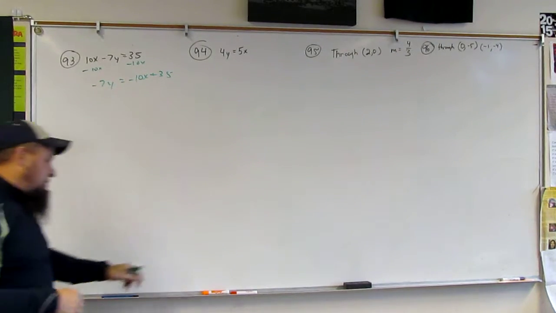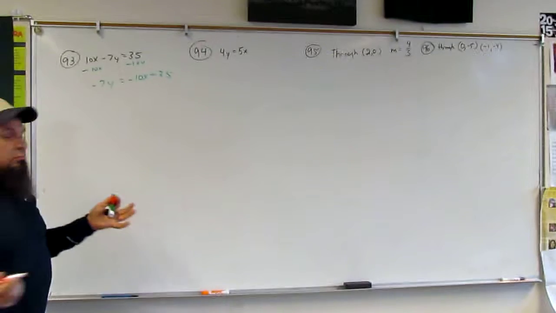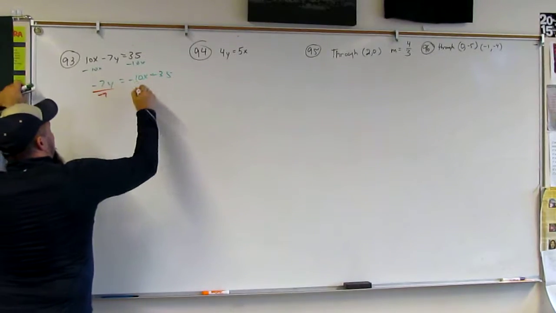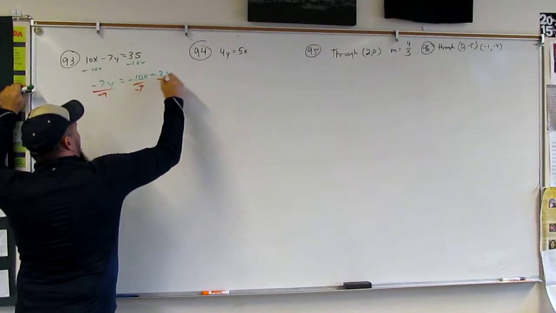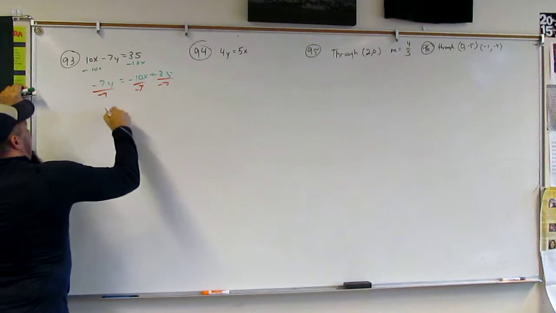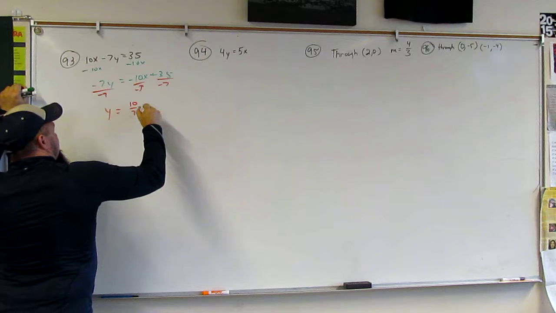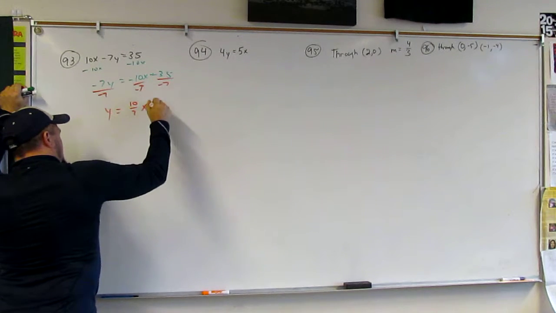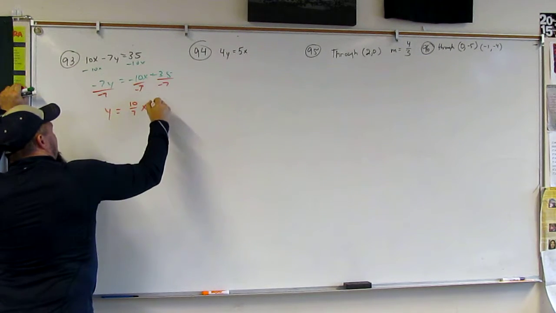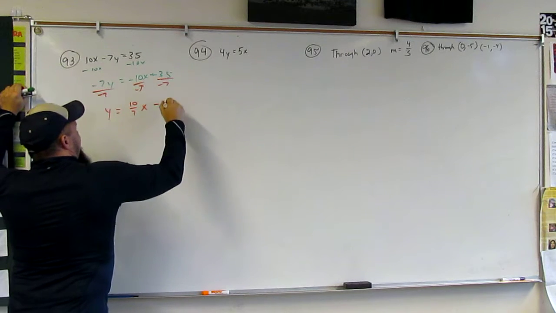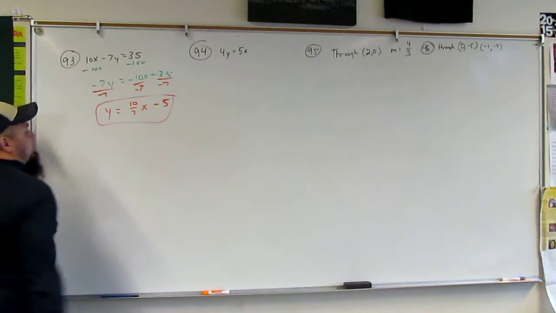And then I just divide by negative 7, divide by negative 7, divide by negative 7, and I get y is equal to negative, and a negative make a positive, 10 over 7x, and then negative and a positive make a negative, and 7 goes into 35 5 times, and then we're done.